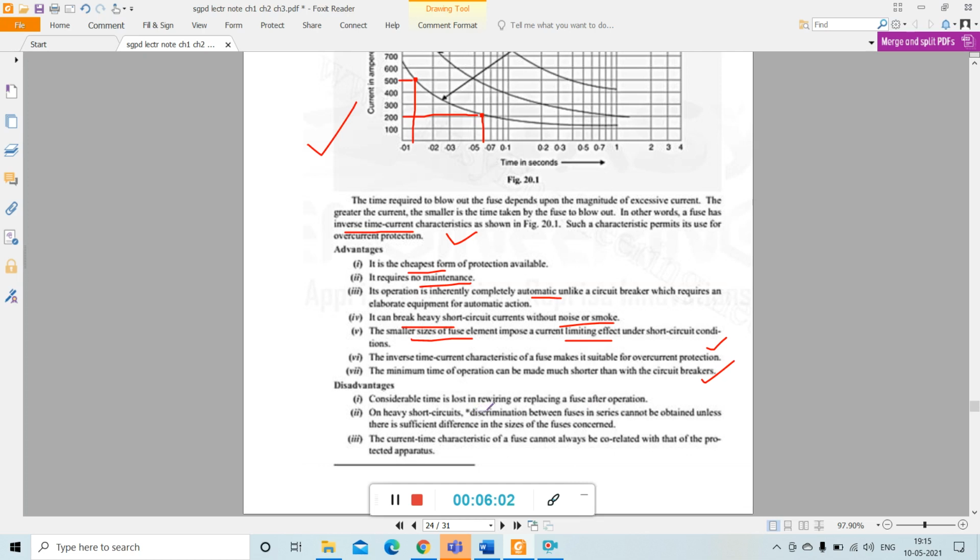Then what are the disadvantages? See, its disadvantages are: considerable time is lost in rewiring or replacing the fuse after each operation. On heavy short circuit, discrimination between fuses in series cannot be obtained unless there is sufficient difference in size of the fuses concerned. The current time characteristics of a fuse cannot always be correlated with that of the protected apparatus. So this is all about advantages and disadvantages of fuse.